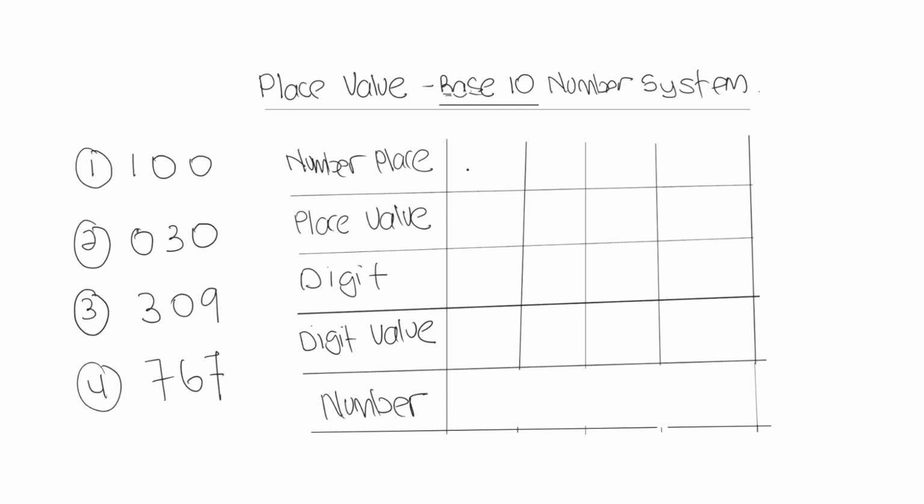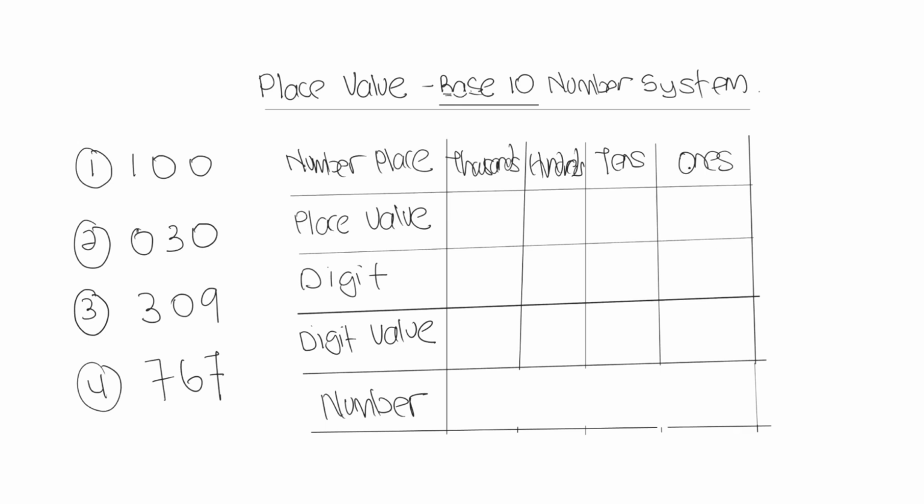Okay, so here I'm going to fill up the number places. Number places begin from the right, which is the ones, and then keep moving to the left. As we move to the left, this becomes tens, this becomes hundreds. Oops, I don't have space. Okay, I've just squeezed that in, and thousands.